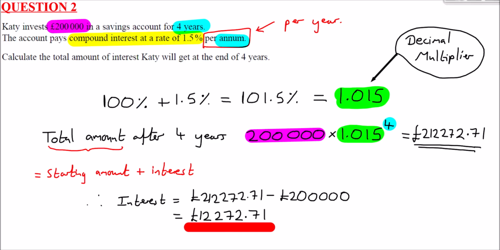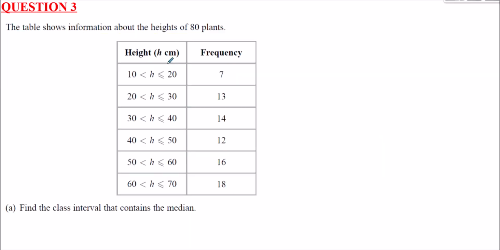So let's see question 3. Question 3, we've got heights of 80 plants. Part A is very straightforward, in fact. Find the class interval that contains the median. Okay, so what is the median? Well, the median is essentially the middle value.